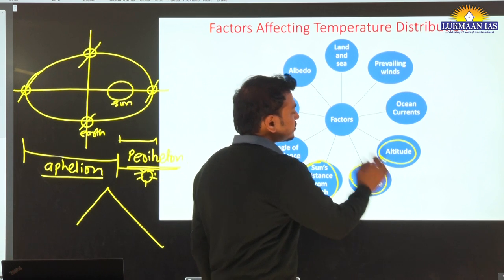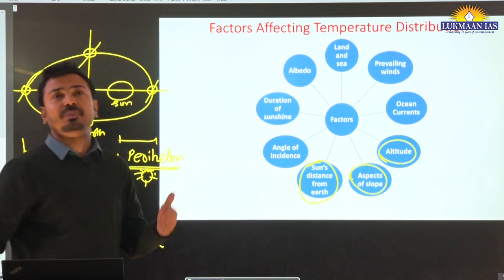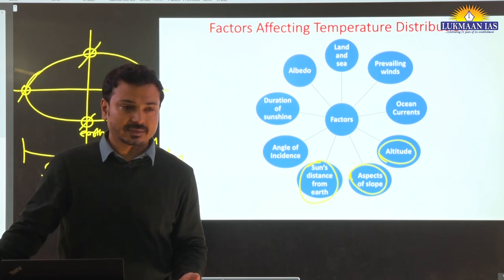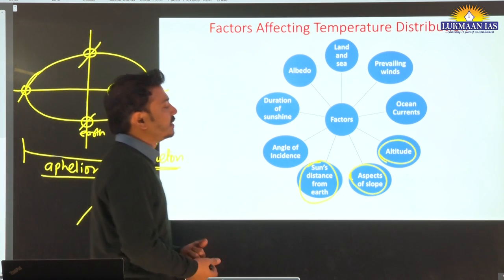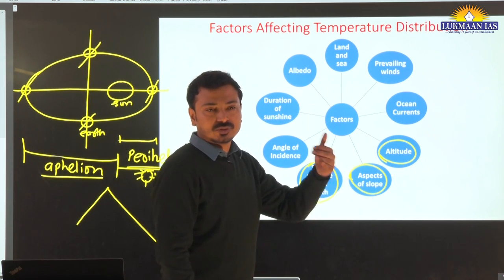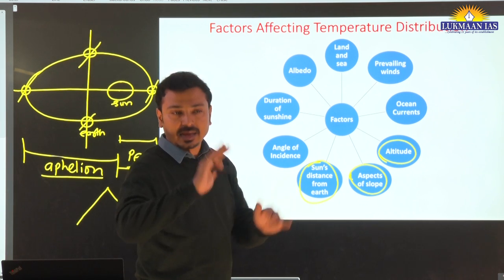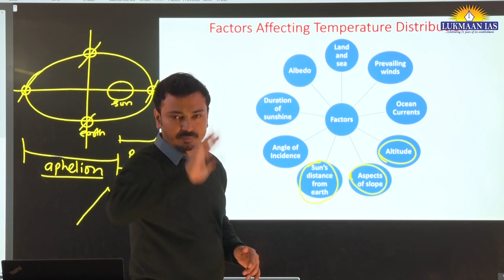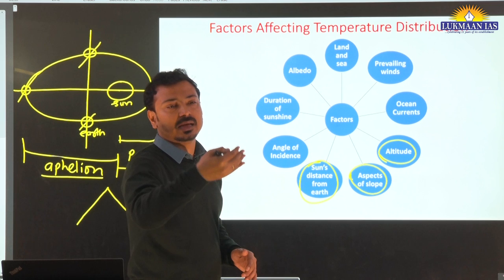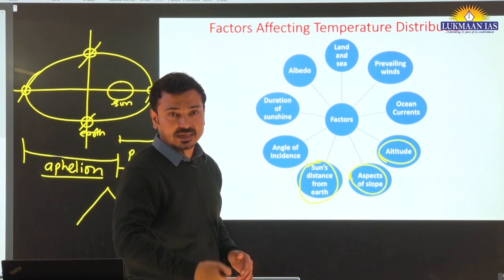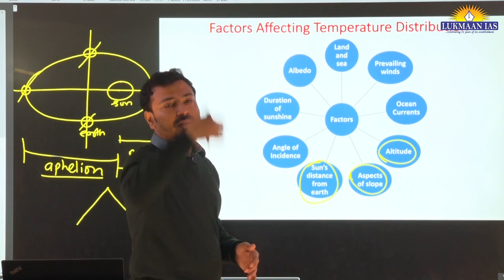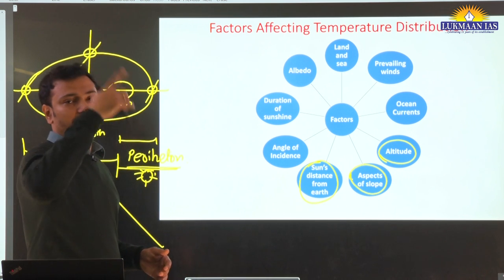Now altitude. We know that as we move up in the atmosphere, the temperature goes on decreasing. The lapse rate we call it as normal lapse rate, 6.5 degrees Celsius per kilometer. You should understand that the atmosphere goes on becoming rarer as we move up, and because of that the temperature is falling. More pressure is present at or near the earth surface as compared to the upper distances. Pressure is high and because of that temperature is maintained here. Upar jayenge, pressure kam ho jayega, temperature bhi kam ho jayega.